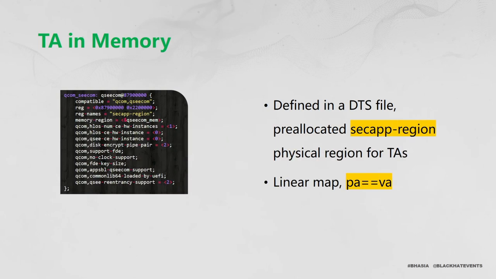So the first question: how is the TA allocated in memory? Actually, the memory range pre-allocated for the TA is defined in the DTS file, and it's called the secure IPP region, which has limited physical memory and a limited range. Also the TA will use a linear map, which means that its physical address is equal to its virtual address.